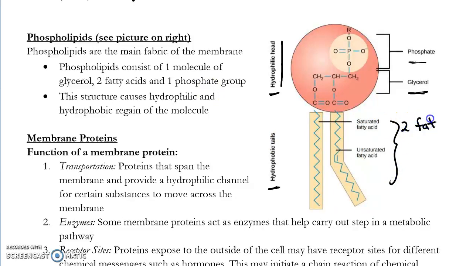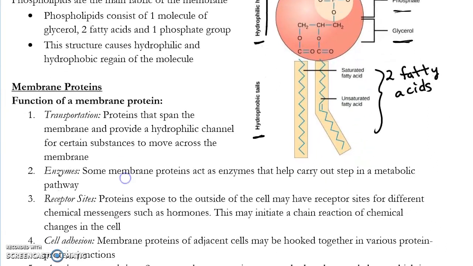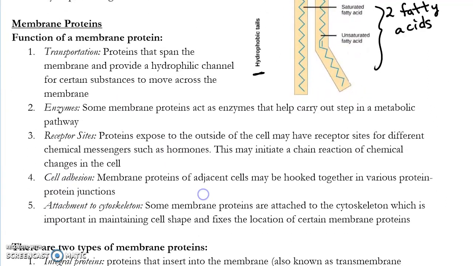They don't always have to be saturated, one unsaturated. That's just the example here. But what you need to know is the hydrophobic tails are 2 fatty acids. That's also why it's not water loving, because fats and water don't really get along. Then we have our membrane proteins. So a lot of this stuff, you just need to know these 5 processes. You won't need to know specific examples. You will have to do specific examples next year.